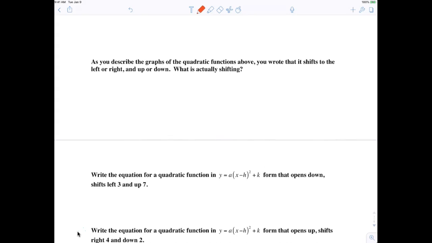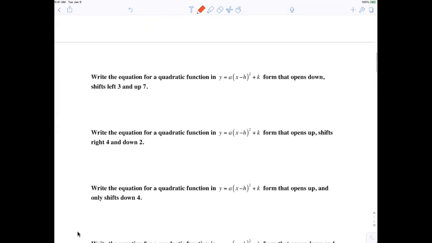It says, as you describe the graphs of the quadratic function above, you wrote that it shifts to the left or to the right and up or down. What is actually shifting? What? Exactly correct. Thank you very much. The vertex is what's actually moving. All right. Very good.